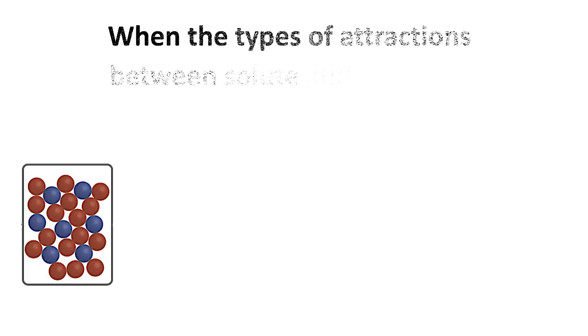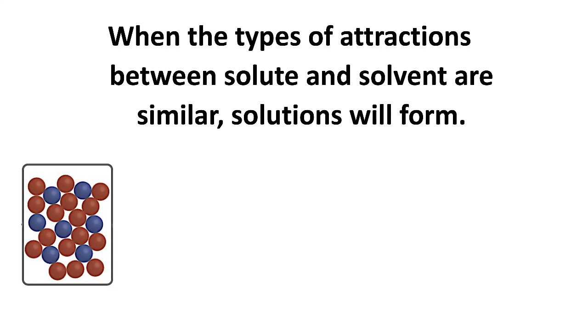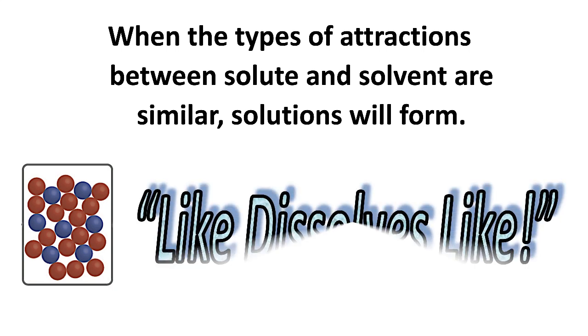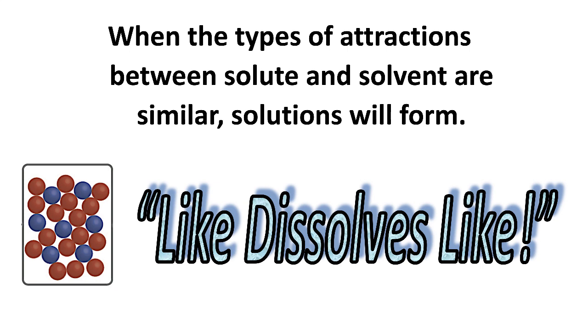And in fact, this is what is going on to make things dissolve. If the types of attractions between the solute and the solvent particles are similar, so here we have some red solute particles and some blue solvent particles, if they have similar types of intermolecular attractions, then that's likely to make a solution. And you may have heard a very simplified version of this before, which is that like dissolves like.